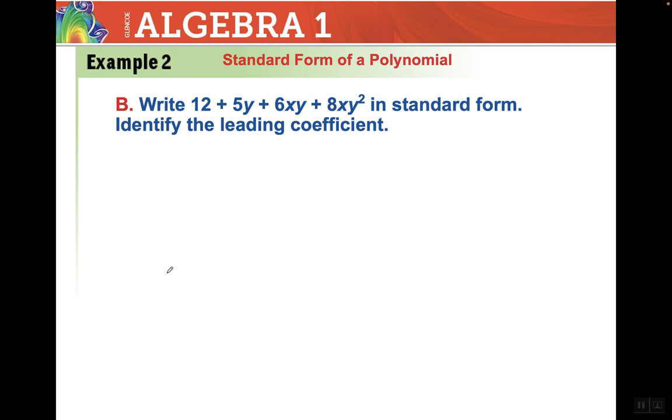Here's another one. Let's take a look. The degree of this term is 0. This one's 1. This one's 2. And this one's 3. So we'll start with this one, then that one, and so forth. Okay, so we have 8xy squared plus 6xy plus 5y plus 12. Okay, and then the leading coefficient is just going to be 8.